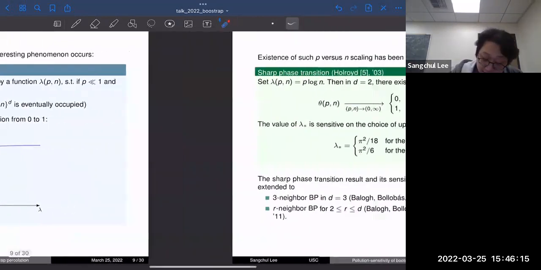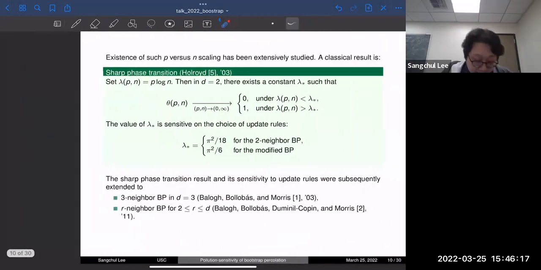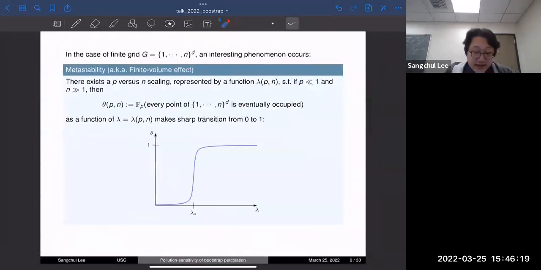So yeah, that is sometimes called metastability or the finite volume effect in this literature, but I think that is a term borrowed from the physics literature, and I'm not sure if it actually corresponds exactly to the metastability that physicists talk about.